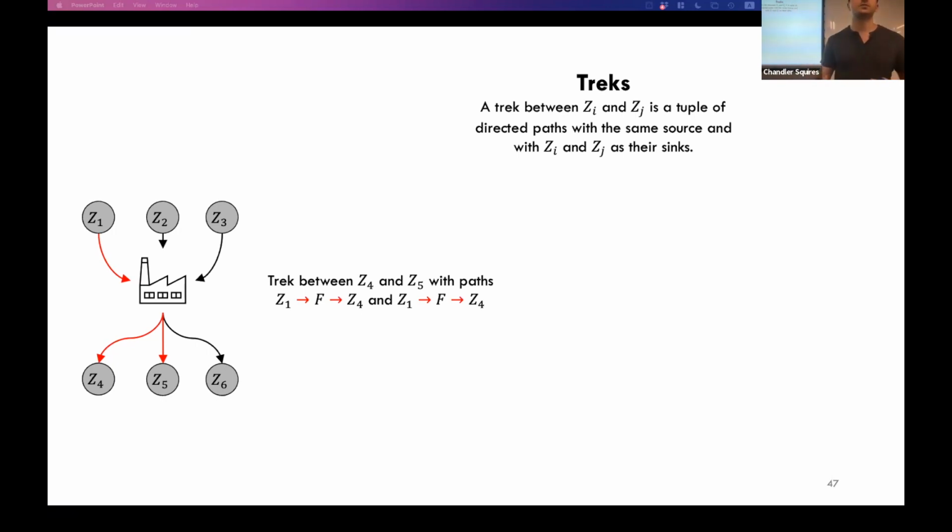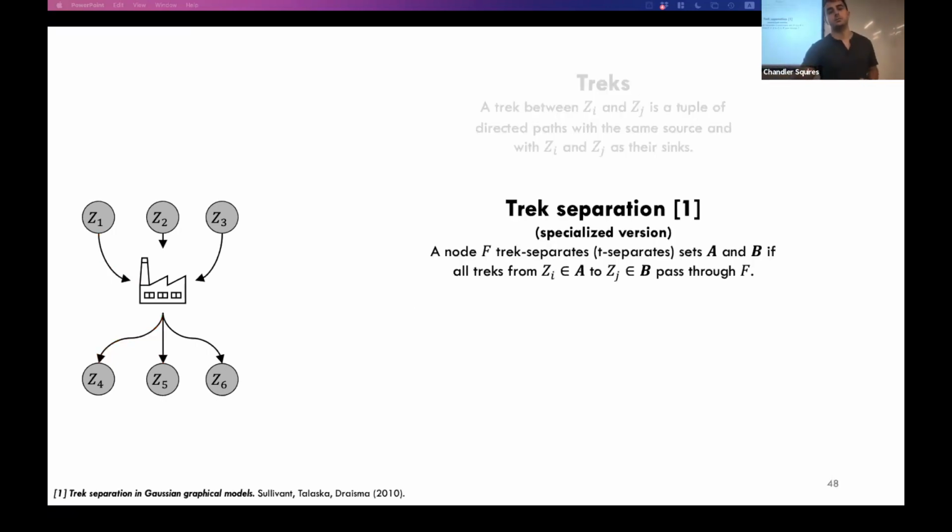And you can use these to express what the covariance between nodes is in the linear case. The definition of trek separation is going to be a specialized version. There's a more general notion that doesn't involve just a single node, but a tuple of sets of nodes, but we're not really going to need that. So we're just going to say a single node F t-separates a set of nodes A from a set of nodes B if all treks between pairs of nodes in those sets pass through F. So for instance, in this picture, this factory will t-separate the set Z4, Z5 from the others, since all of the treks go through here.